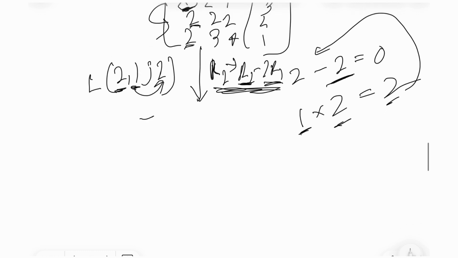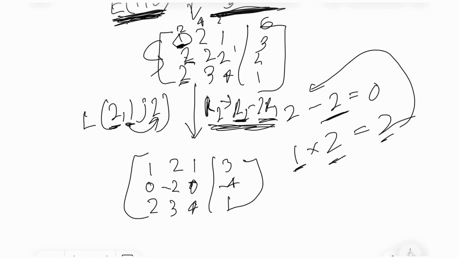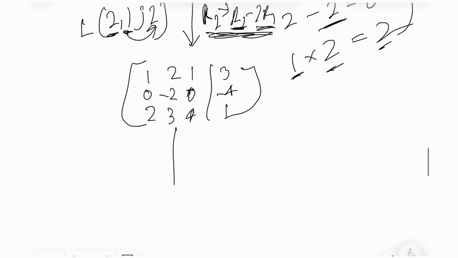What do we get? The first row multiplied by 2 is 2, 4, 2, 6. Subtracting it from here: 2 minus 2, 0. 2 minus 4, minus 2. 2 minus 2, 0. 2 minus 6, minus 4. The last row stays the same. I'm pretty sure you can see what we have to do next. R3.